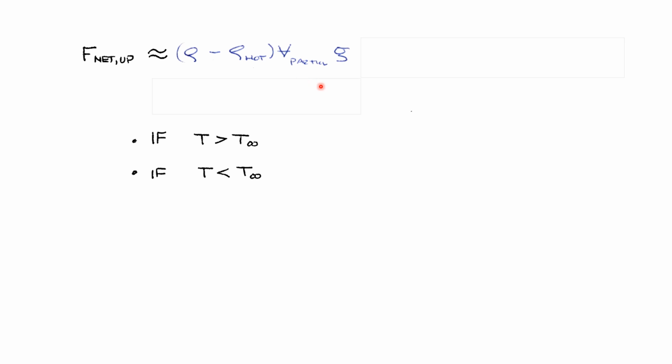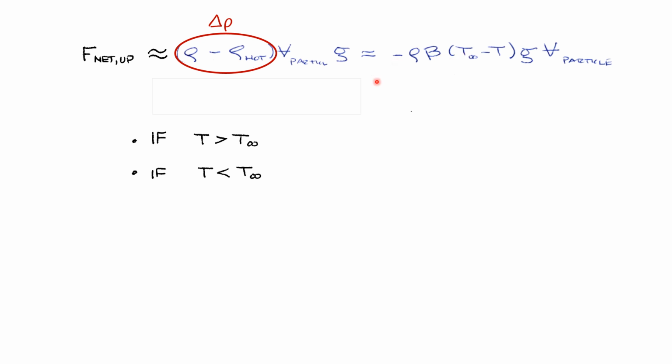We've already seen that. Let us now replace that with our delta rho approximation using the Boussinesq approximation. So rewritten in terms of beta, we get minus rho beta delta T g v of the particle. Don't like that negative sign there, so I'm going to incorporate the negative sign in the change in temperature, and I get this instead. Rho beta (T minus T infinity) g times volume.